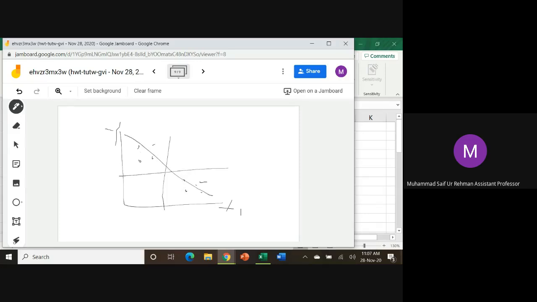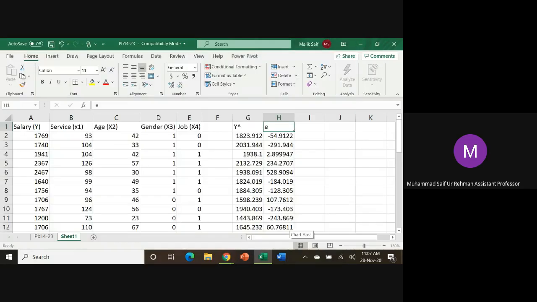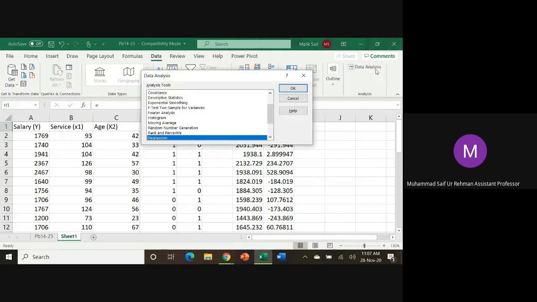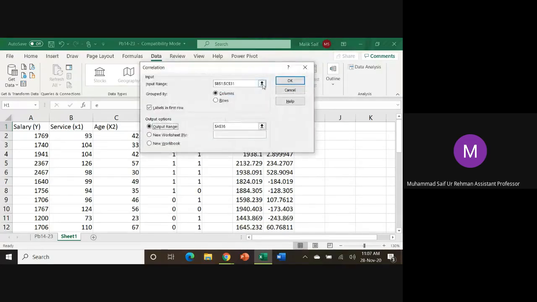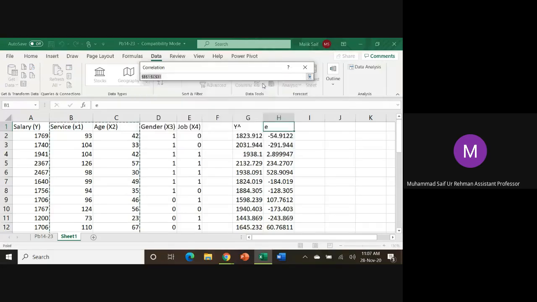So how can Excel give you the relationship between these two? Let us try solving this. Data analysis, and there is an option correlation. Correlation, and then press OK. You will have this. Write down here the input range for the first variable.